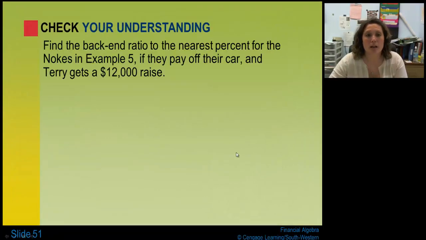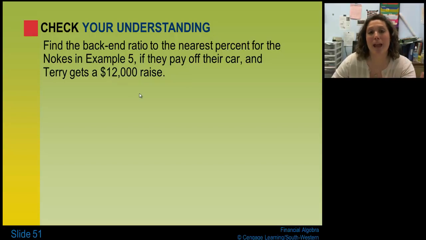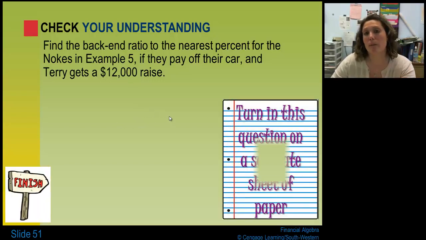Check your understanding. Find the back end ratio to the nearest percent for the Noakes in example 5 if they pay off their car and Terry gets a $12,000 raise. So they pay off their car. They no longer have that car payment. So you can deduct that from their monthly expenses, and you have to increase their adjusted gross income by $12,000 and then divide that as well. So $12,000 in a year works out to be $1,000 a month. So add $1,000 to their monthly income. So you need to finish this problem on your notes as well as on a separate sheet of paper to turn in, please.